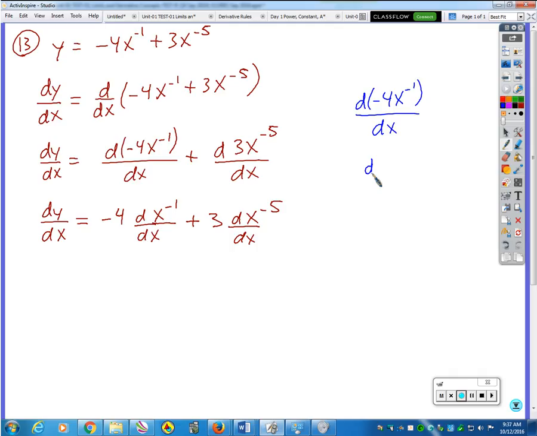That's a separate term. I get that. What did this become on the next line? Oh, on the next line, it became -1 parentheses -4x to the -1 minus 1. Ah, that's a problem. That's wrong.